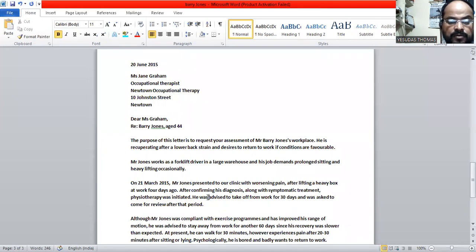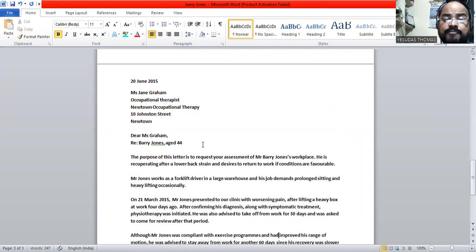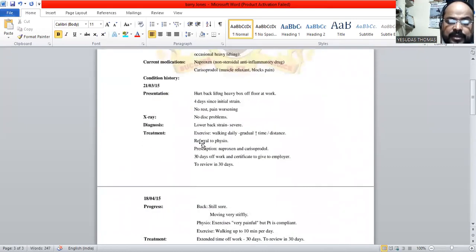He was also advised to take off from work for 30 days and was asked to come for review after that period. That's 30 days. Although Mr. Jones was compliant with the exercise programs, the physiotherapy, and he had improved his range of motion, he was advised to stay away from work for another 60 days since his recovery was lower than expected. So the review was for 30 days first.